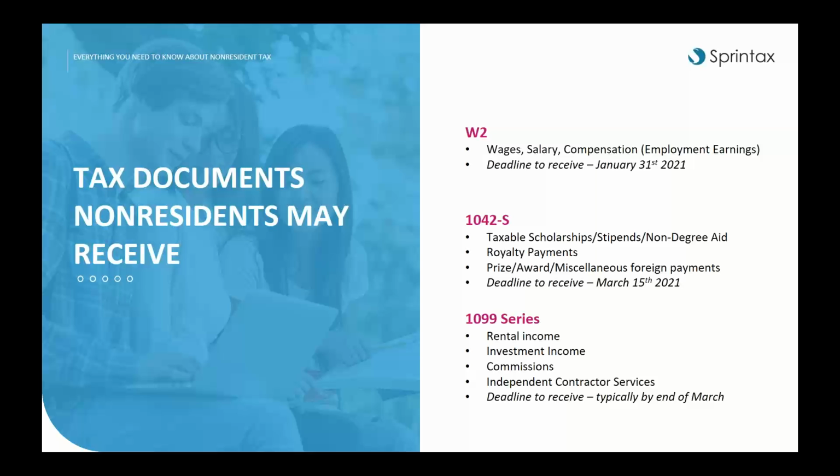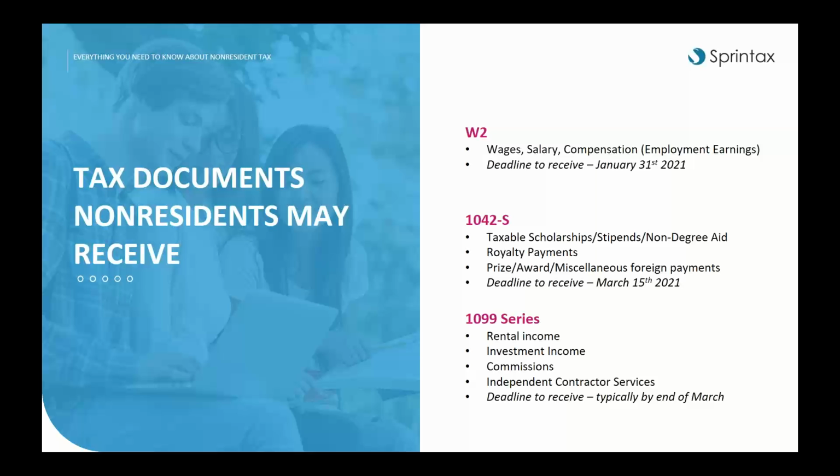Next up, and maybe second most common, would be the 1042S form. This would typically outline any taxable scholarships, any stipends, royalty payments, prizes, and any tax treaty exempt income, for example. The deadline here is different. It's March 15th, 2021. So you may not have received your 1042S from Bowling Green just yet. Don't panic. The deadline is March 15th, 2021 to receive that, if you're due to receive one.